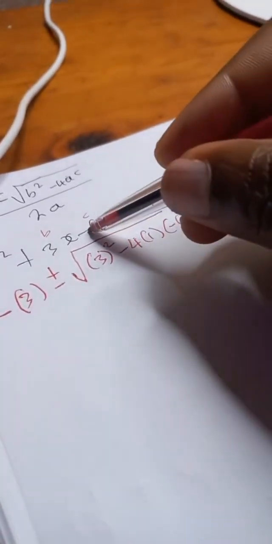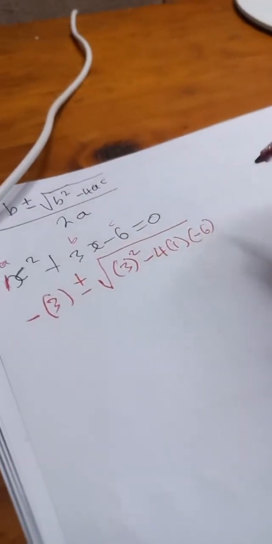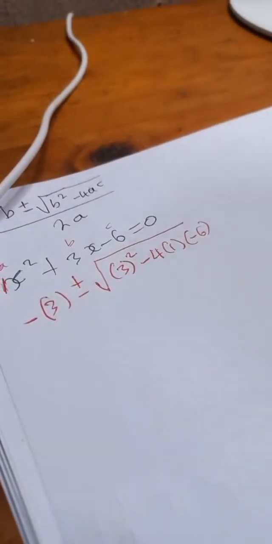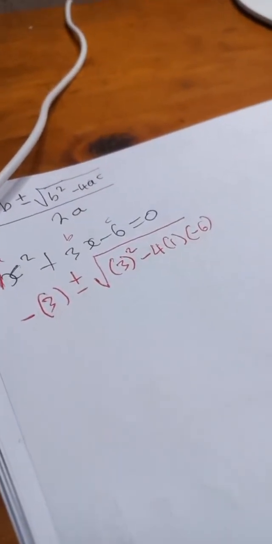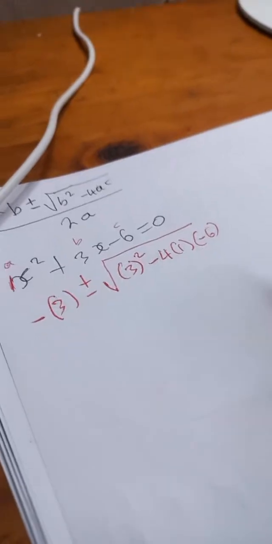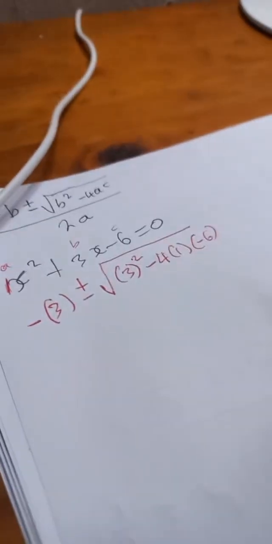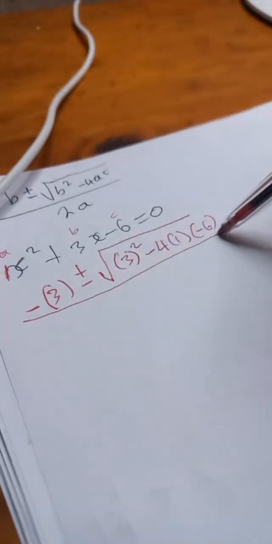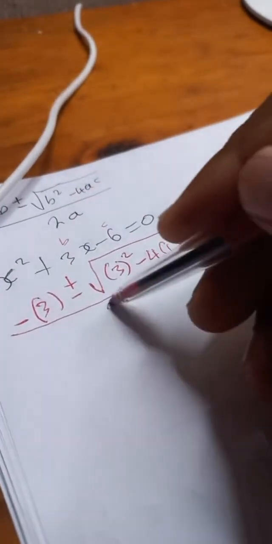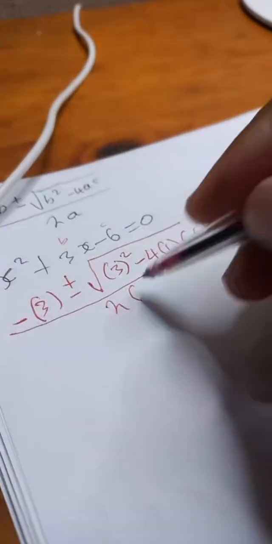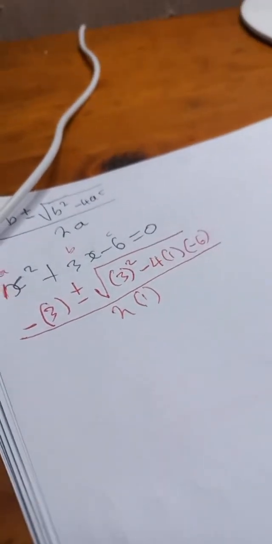You take it with the integer. Do not leave the integer alone. If you leave the integer alone, you're getting a wrong answer. Take the integer. Over 2a. The a is 1. You see?